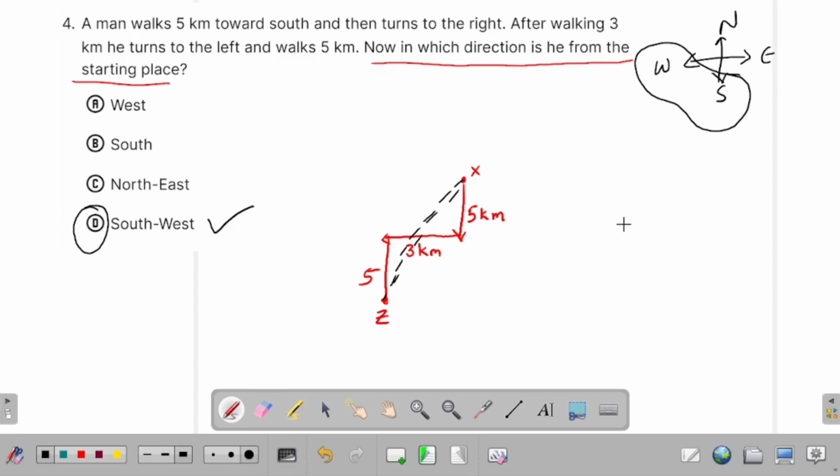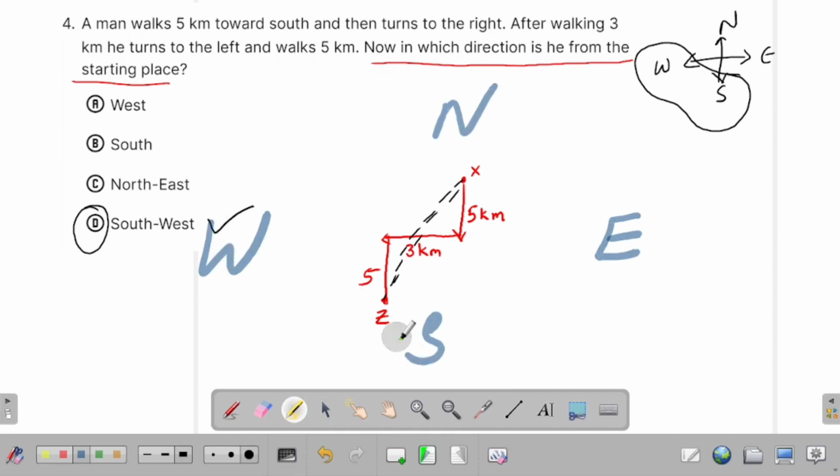Okay, southwest direction. Let me explain clearly. See now, this is east, this is west, this is north, this is south. So he lies between the south and west, yes or no? Nothing but southwest. So this is your final answer. Option D is the correct answer.